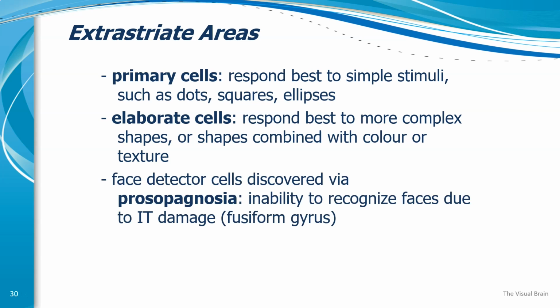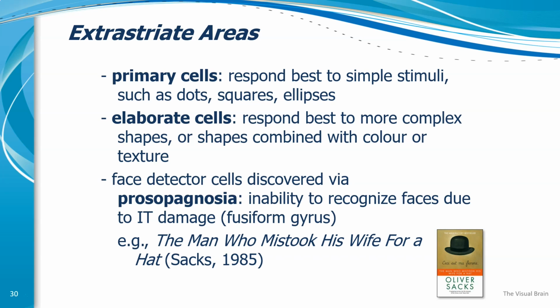What's more, there have been face detector cells found in the IT cortex, and this has been found through people with an unfortunate condition called prosopagnosia. It's a bit of a mouthful, and it's Greek, and it means an inability to process faces. More specifically, it's not just due to damage anywhere in the IT cortex, but in the fusiform gyrus. And this is described by Oliver Sacks in his book, The Man Who Mistook His Wife for a Hat.